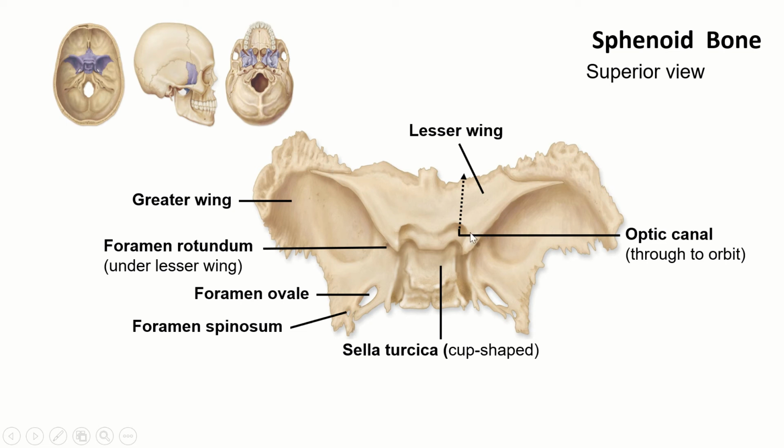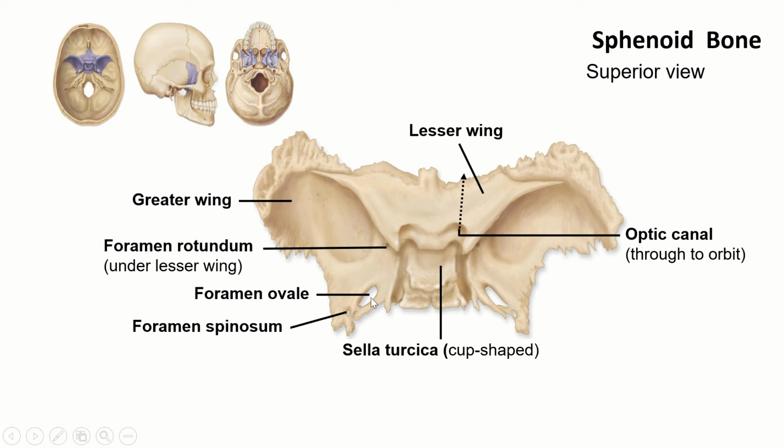Behind the lesser wings, we have the sella turcica, which is this little cup-shaped marking here, where the pituitary gland sits. The pituitary gland controls your hormones. It sits in this little pocket, so it's very, very well protected. Just to remind you, we are looking down on the sphenoid bone from the top of the skull. We took the top off.